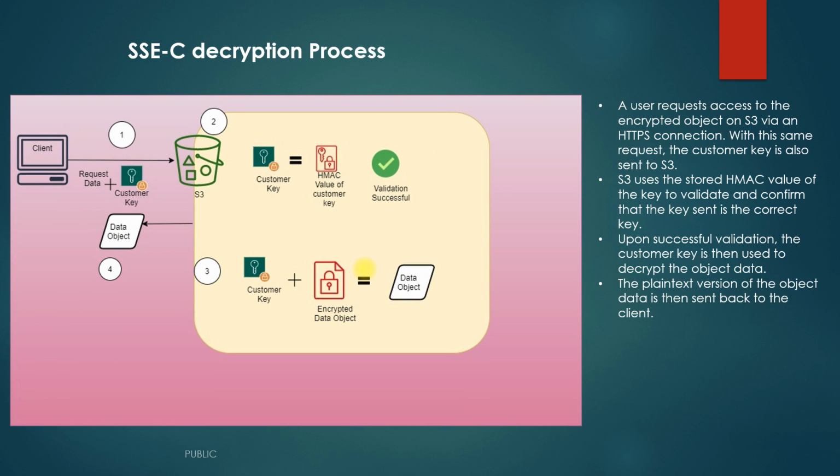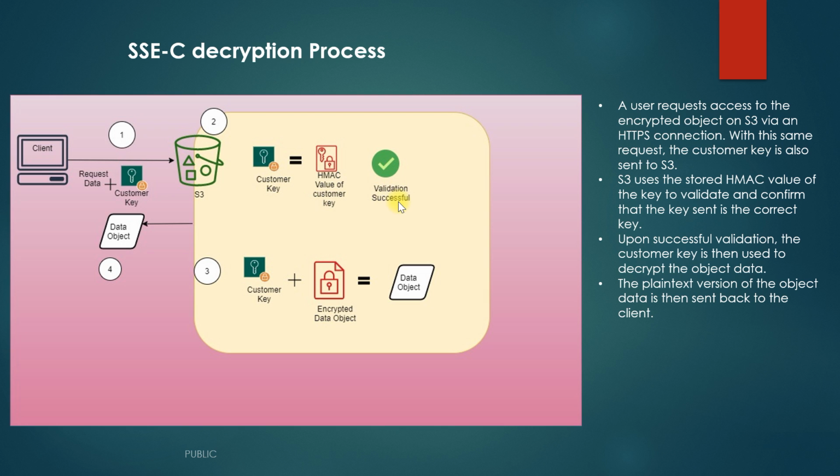Now we are looking at the decryption mechanism when we are using server-side encryption with customer keys. The client is requesting the data, and when the client requests the data, it also sends its customer key to S3. Now what happens in S3 next is that whatever customer key is received from the client, S3 tries to compare or validate this customer key with the HMAC value it has generated.